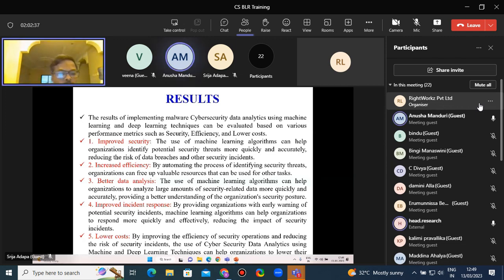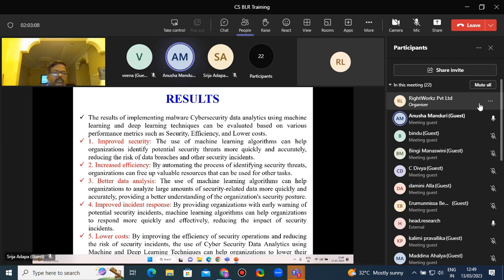Second one is increased efficiency. By automating the process of identifying security threats, organizations can free up valuable resources that can be used for other tasks. Third one is better data analysis. The use of machine learning algorithms can help organizations to analyze large amounts of security-related data more quickly and accurately, providing a better understanding of the organization's security posture.